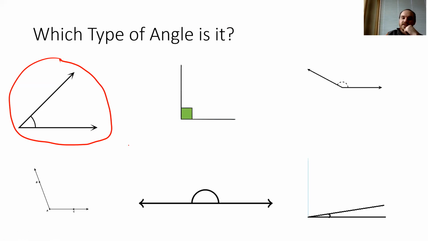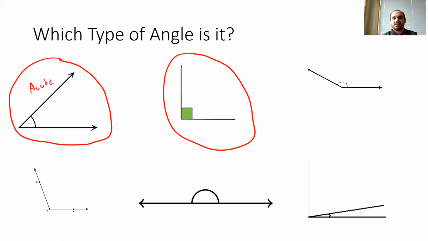It is an acute angle. Very good. It is less than 90 degrees. It's a small little angle. It's very adorable. So this is an acute angle. You don't need to write any of this down. You can take a break. What kind of angle is this one? Is it acute? Obtuse? Right angle. It's a right angle. Very good.